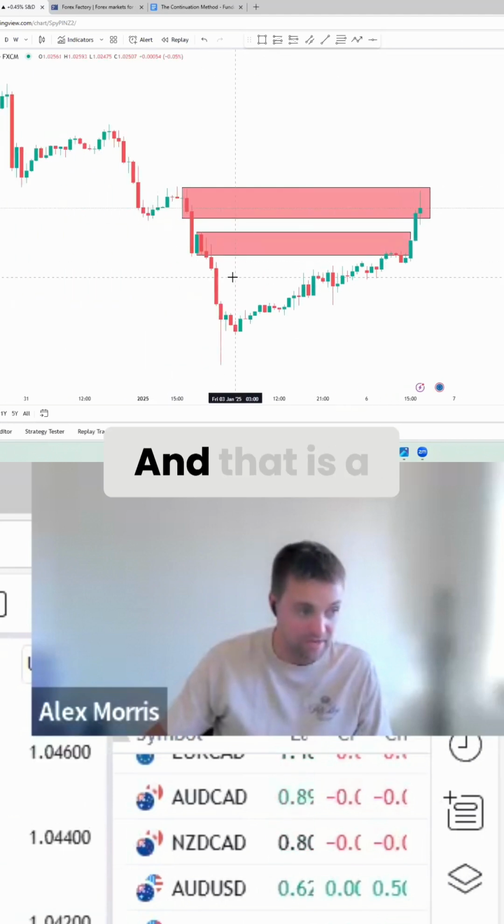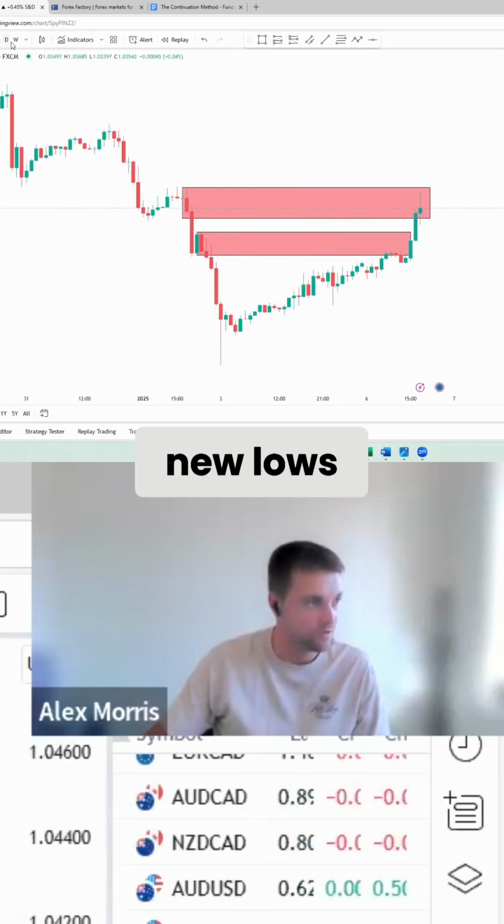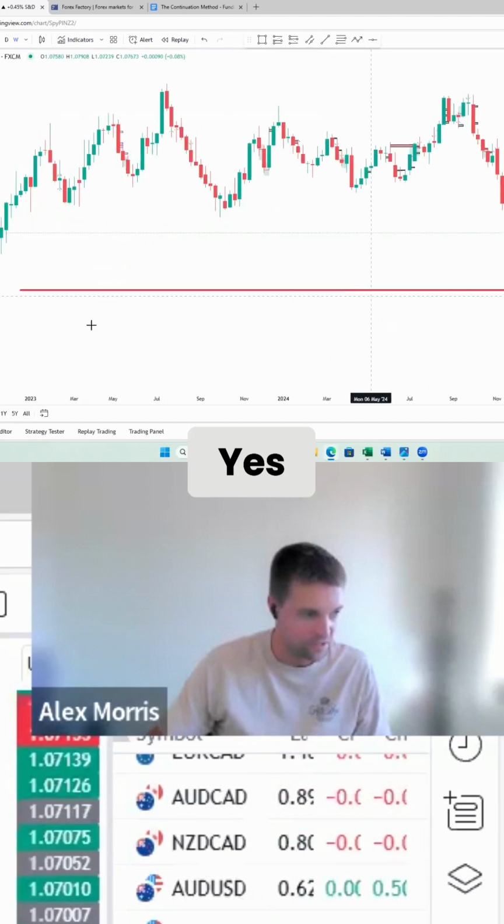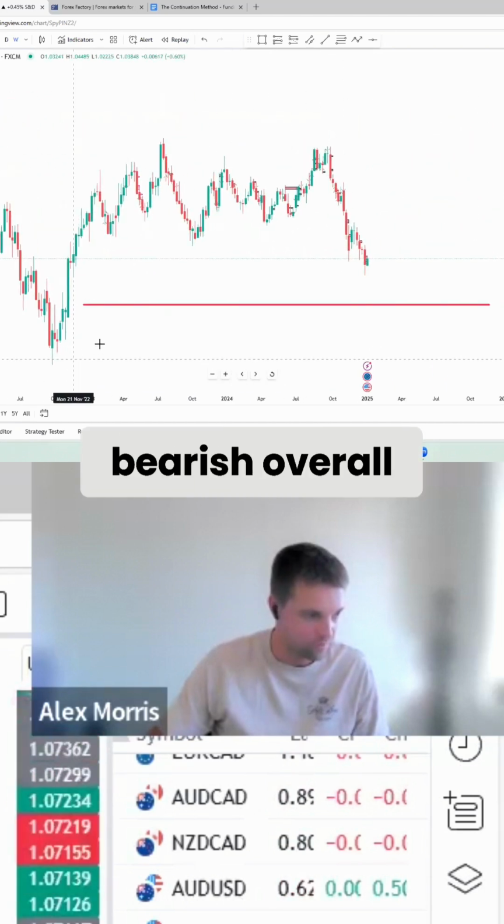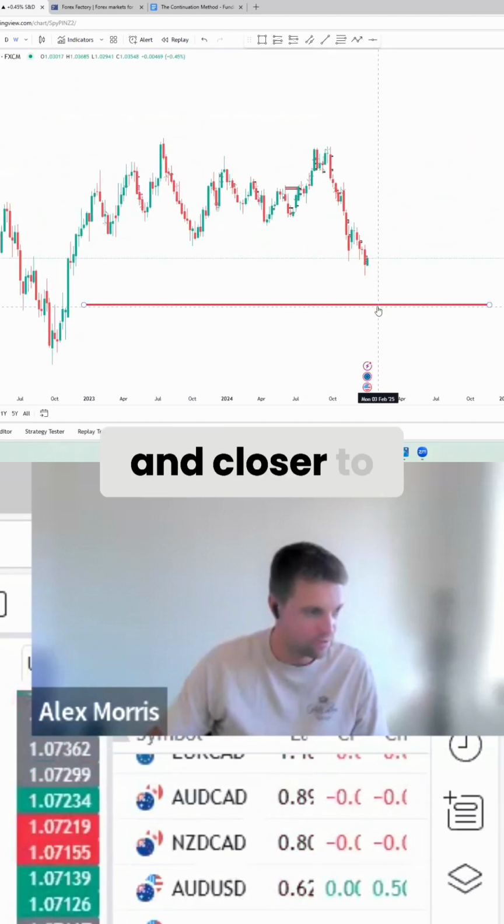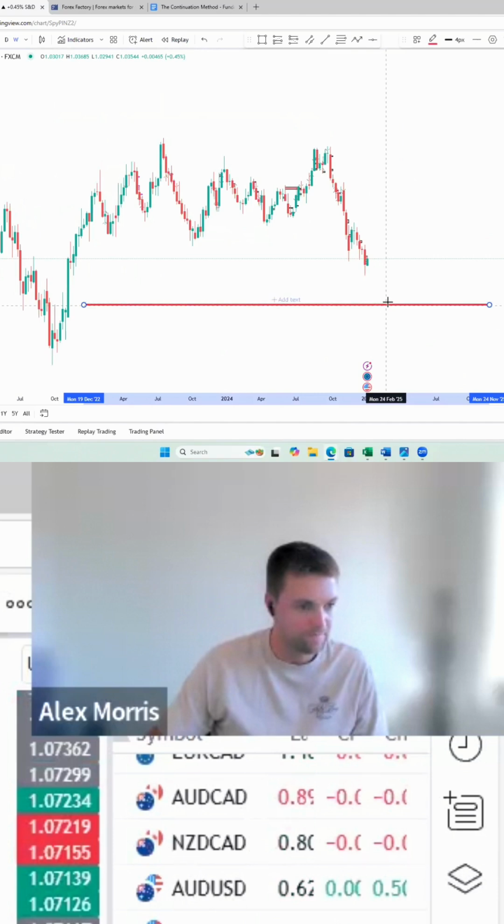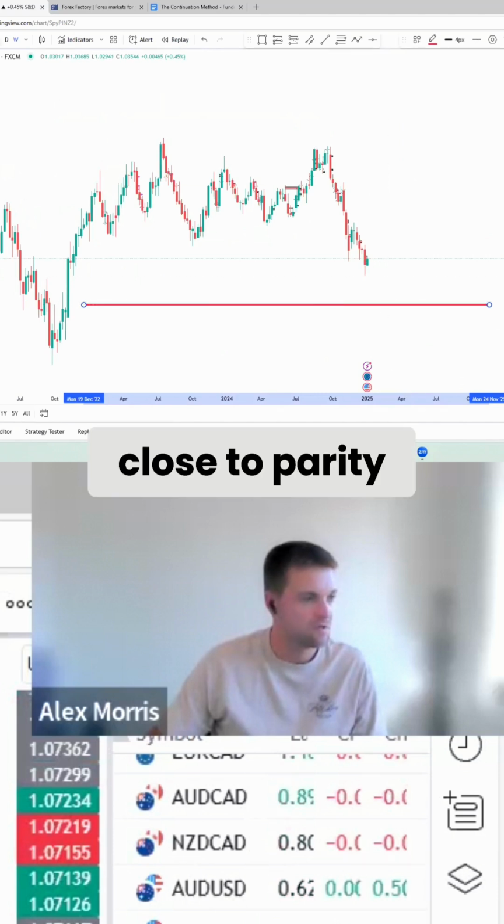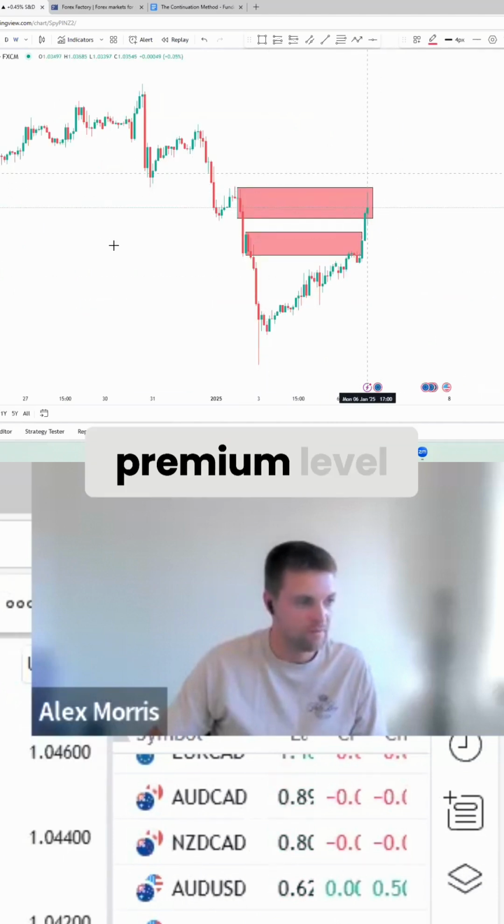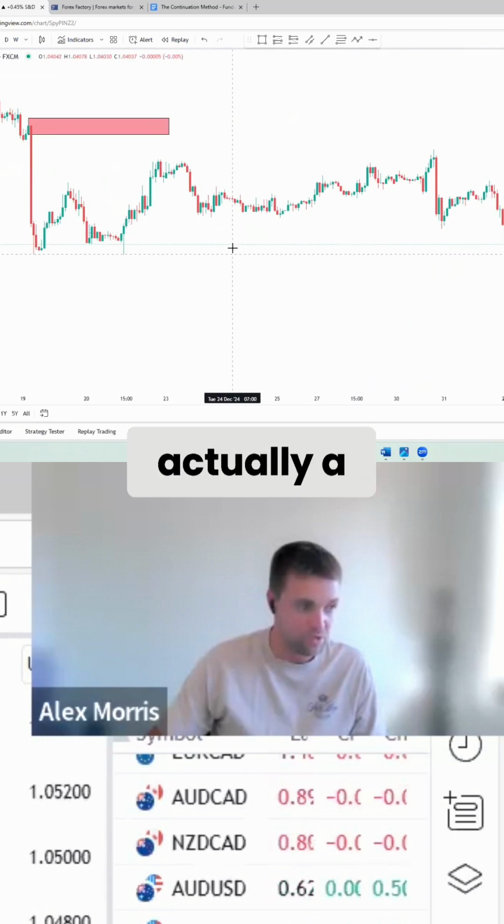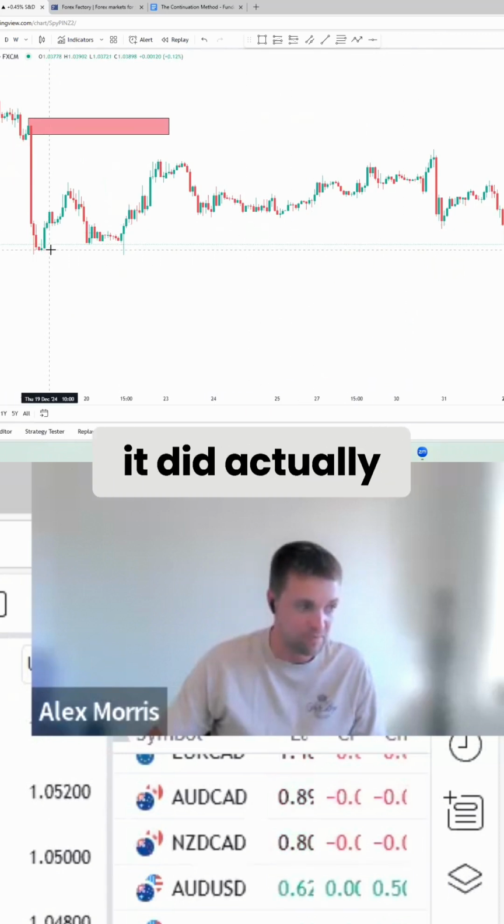Despite the initial supply zone, that is a good area of supply. Price making new lows. If we look at the weekly, yes, very much bearish overall. We are getting closer and closer to parity, and now we're coming back to a more premium level of supply, which is actually a weaker supply zone because it didn't actually make new lows there.